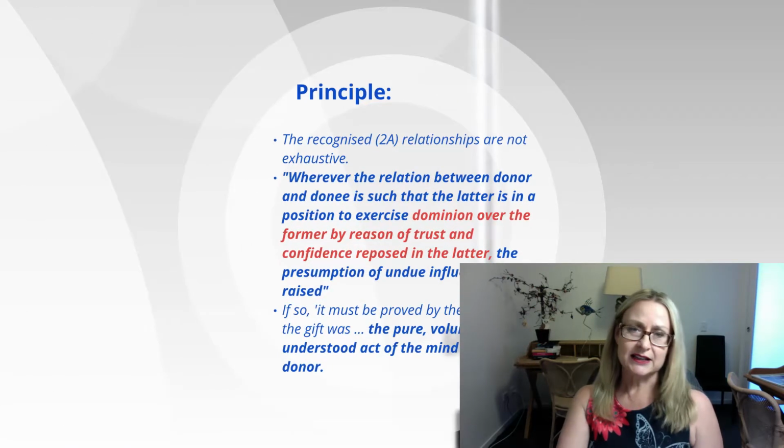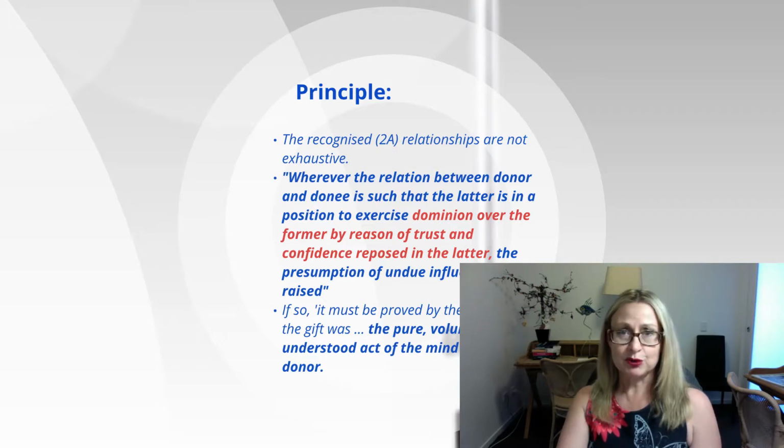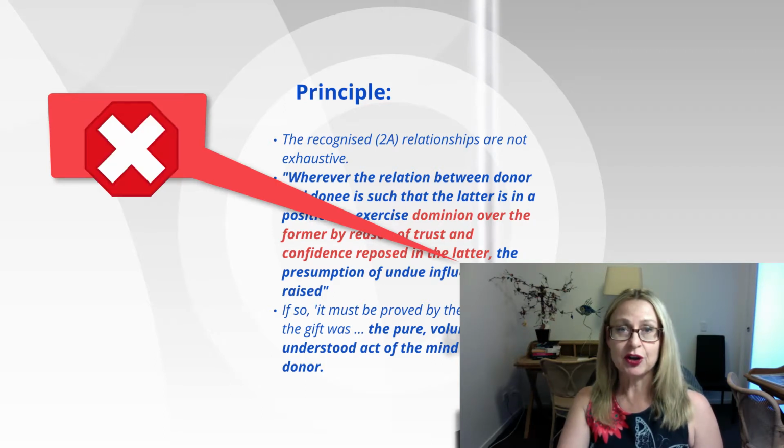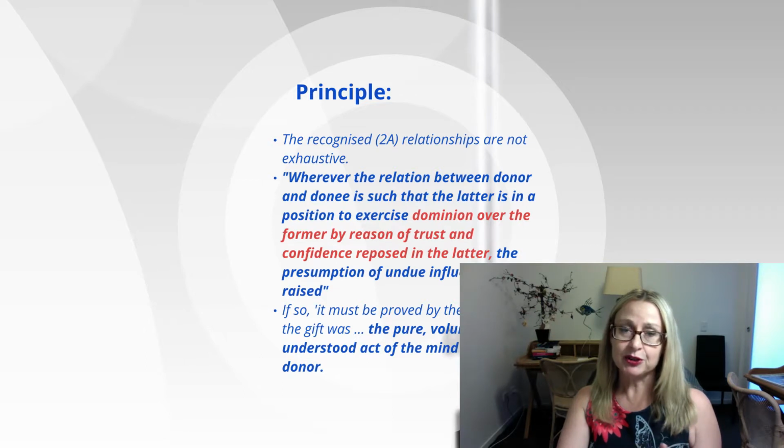Now, you can see here that the relationship between the man and his wife's relation was not one of the Category 2A recognised relationships. So the estate didn't get the benefit of the presumption that this was a relation of trust and confidence, so that had to be proved. And the court said, wherever the relation between donor and donee is such that the latter is in a position to exercise dominion over the former by reason of trust and confidence reposed in the latter, the presumption of undue influence is raised. So, plaintiffs, don't despair.